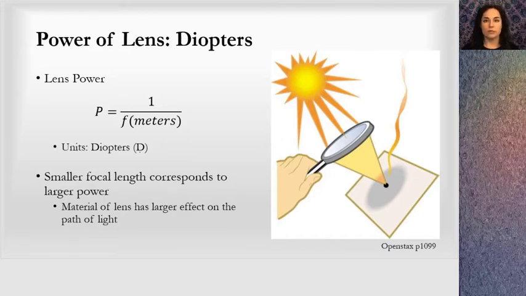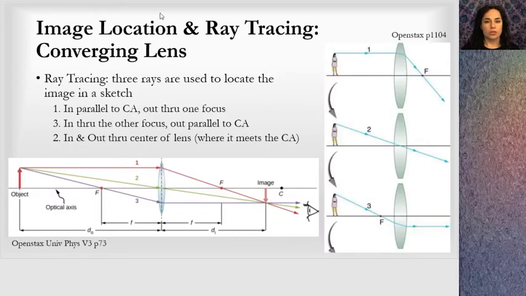So those are the properties of thin lenses. We can use them to create images of objects. That's typically what we use lenses for. So when we look at image location and ray tracing, we did this with mirrors, and you can go back and look at those for mirrors. The rays that we trace for mirrors are very similar to the rays that we trace for lenses.